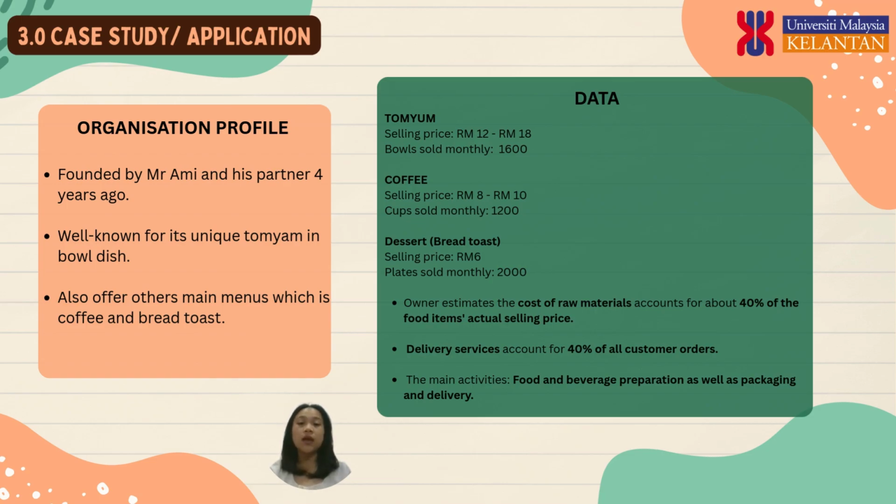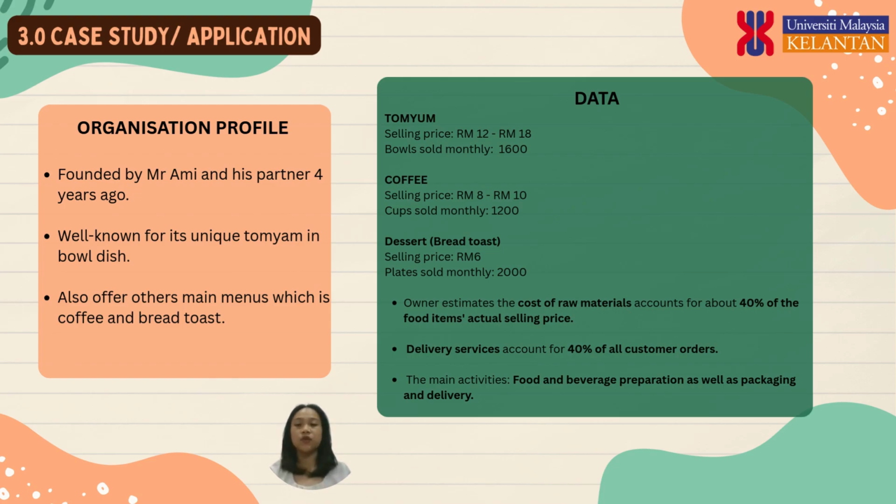I'll be presenting the case study and application of the activity-based costing method. Our focus is on Chana Rome, a restaurant located in Pantai Irama, Bachok, Kelantan, founded by Mr. Amy and his partner 4 years ago, and well known for its signature Tomyam in bowl dish, alongside other popular menu items such as coffee and bread toast.